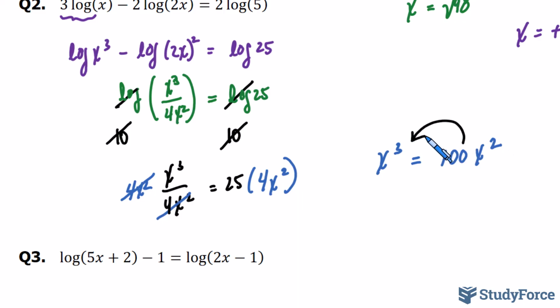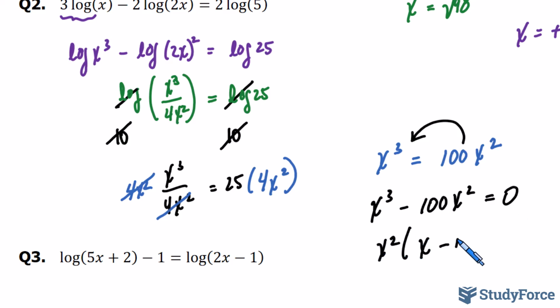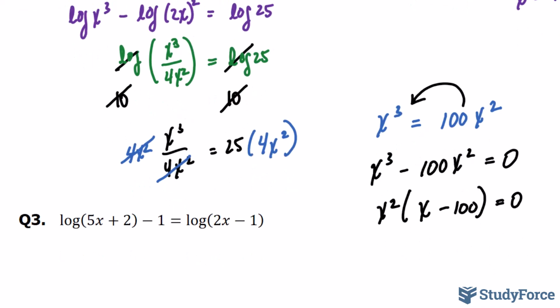I'll move this term over. That way I can common factor next. This leaves us with 0 on the right side. I'll common factor x squared from both terms. That leaves us with x minus 100. And we can now go ahead and solve for x.